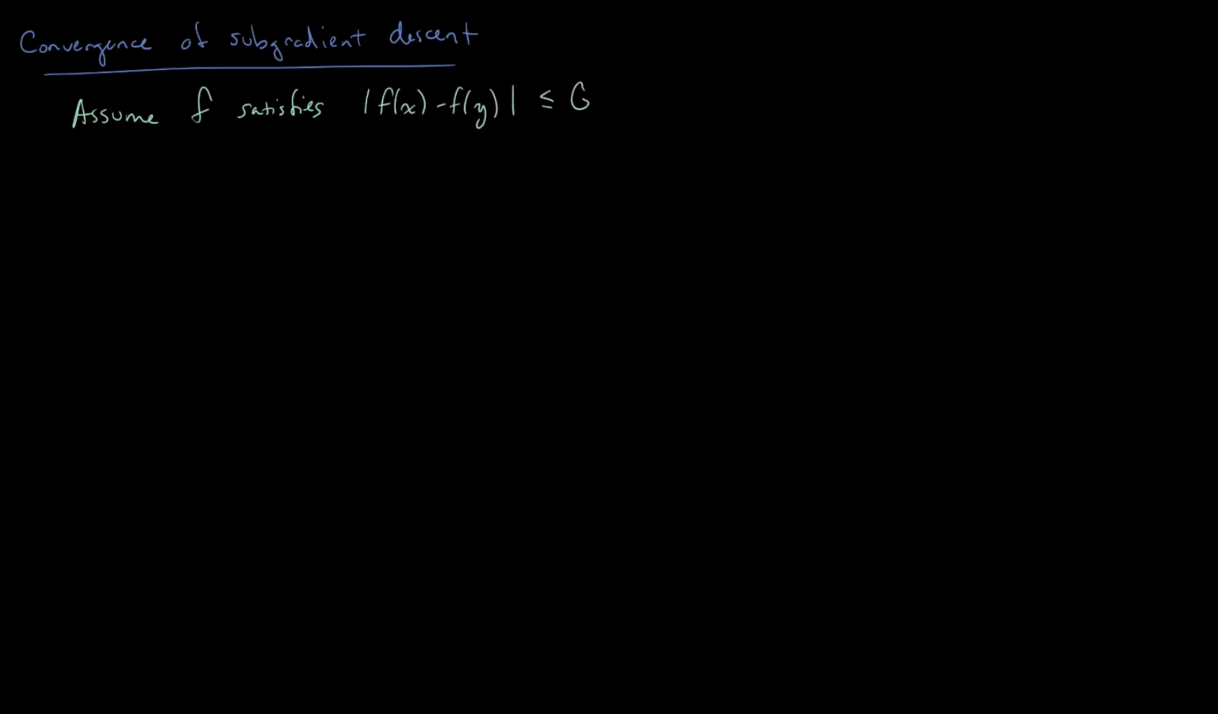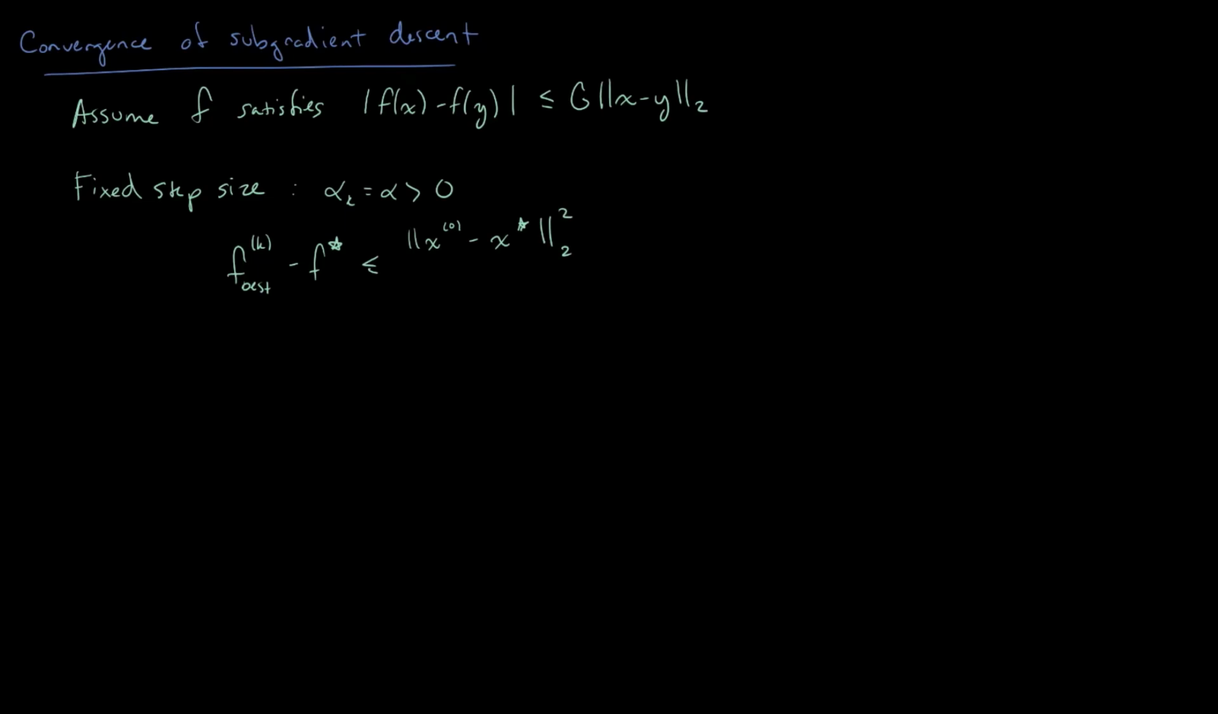Well, it depends on what we assume. To analyze this, we're going to assume that f is Lipschitz, meaning that the amount that f of x can differ from f of y is controlled by some constant times the L2 norm of the difference between x and y. First, if we use a fixed step size alpha, then the analytical approach is very similar to what we used when we were analyzing gradient descent before. What we can show is that f best k minus f star can be bounded by a term involving the L2 norm squared of x naught minus x star divided by k, plus an additional term that depends on this constant g and the step size alpha. Note that no matter how large k grows, this second term will always be here. And so with a fixed step size, we can't guarantee convergence to the true minimizer.